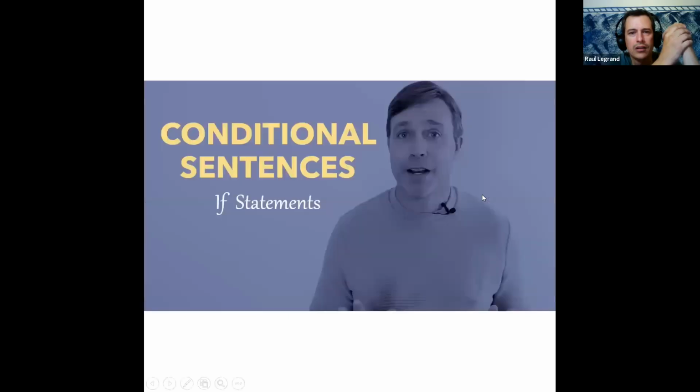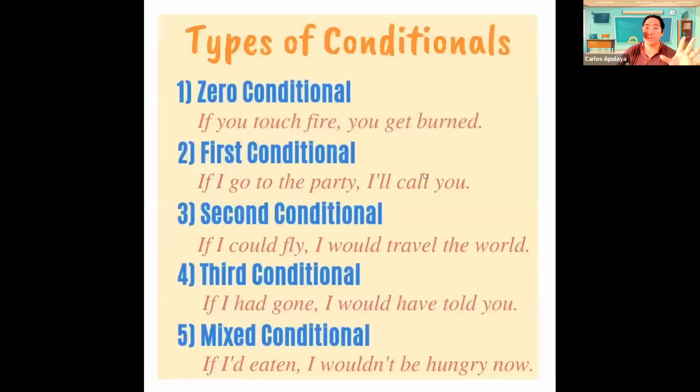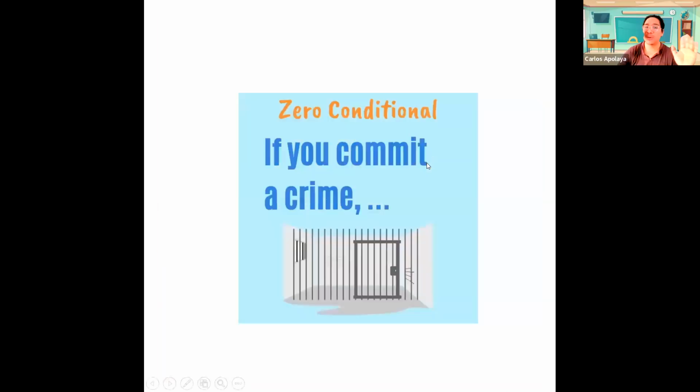Now let's continue with the conditional sentences. In our previous lesson, we studied the conditionals. Remember that it has two parts, the condition and the result. We have the if statement in the condition and the main clause in the result. There are five conditionals. We practiced the zero conditional, the first conditional, the second, the third, and the mixed conditional. So now let's practice a little bit.